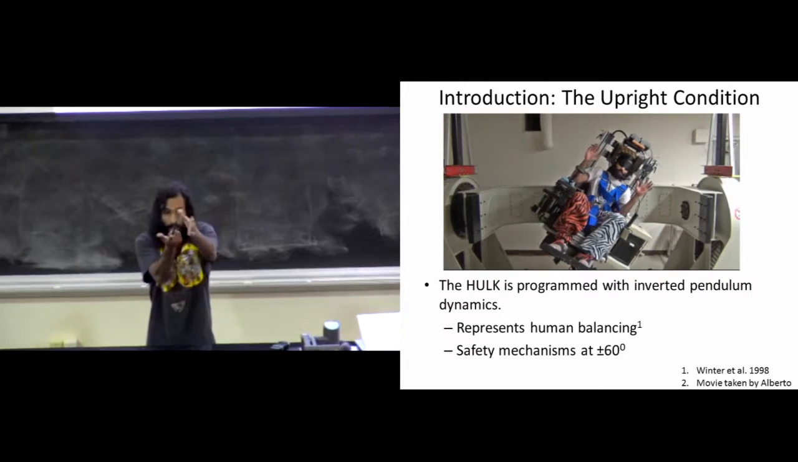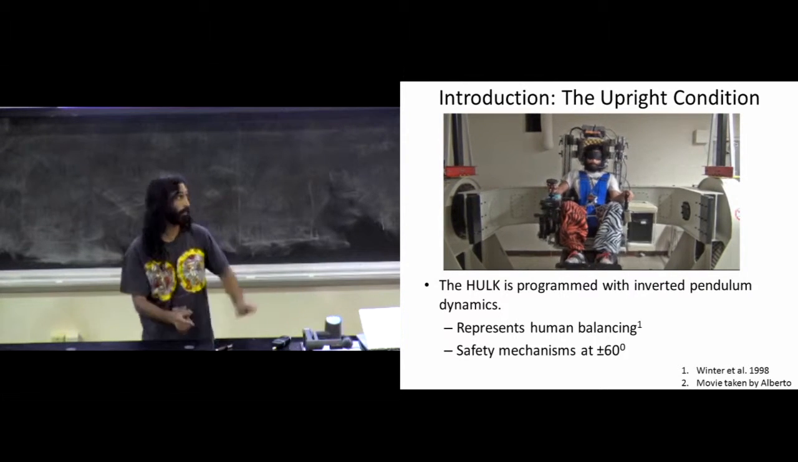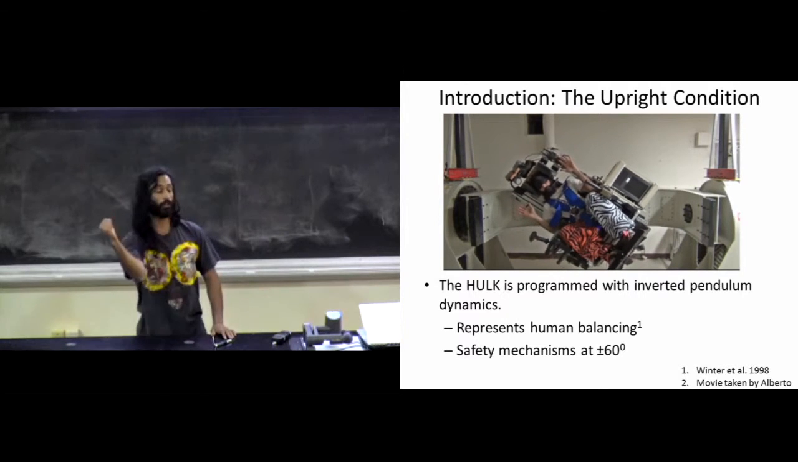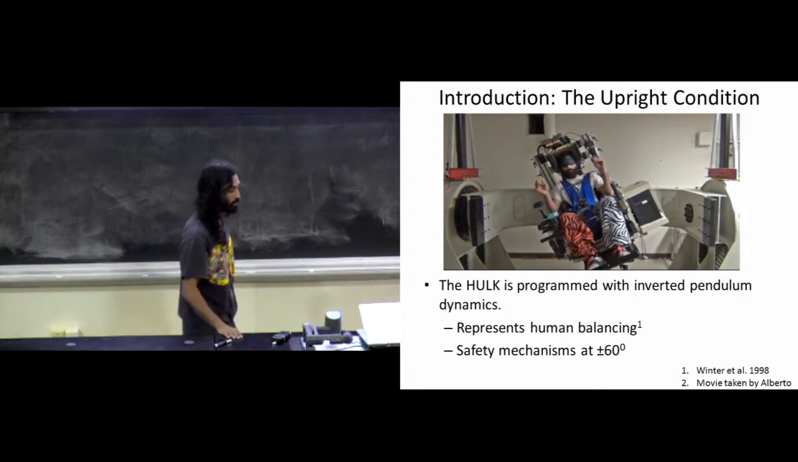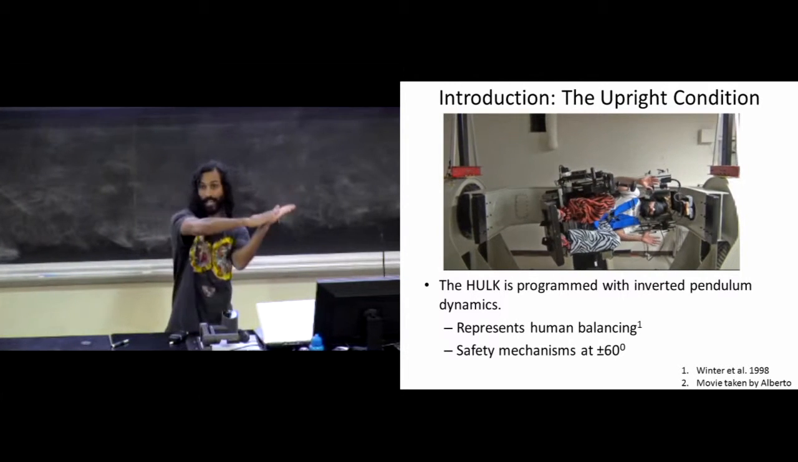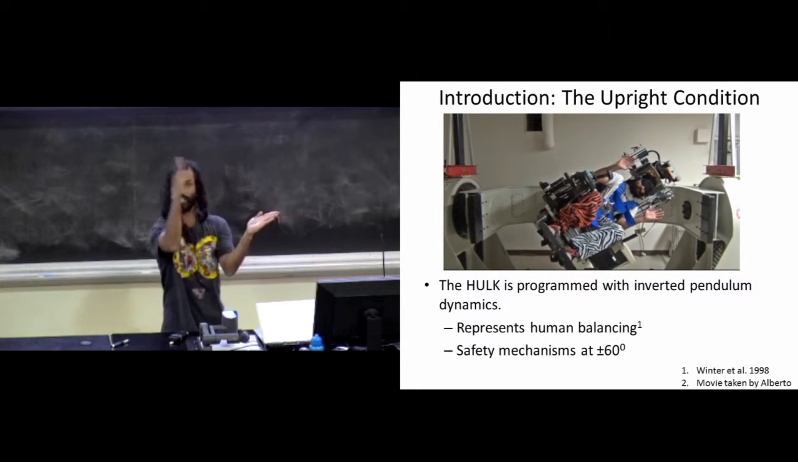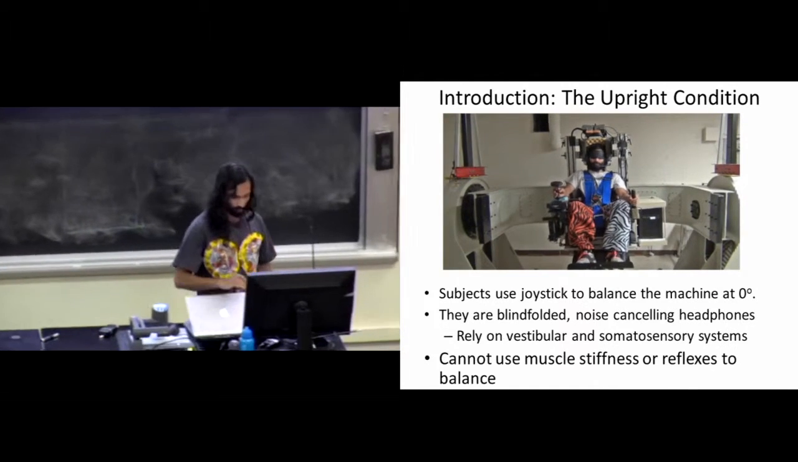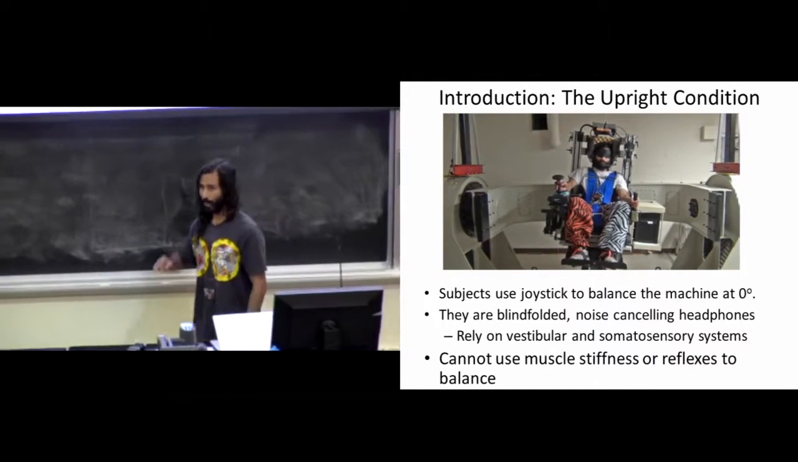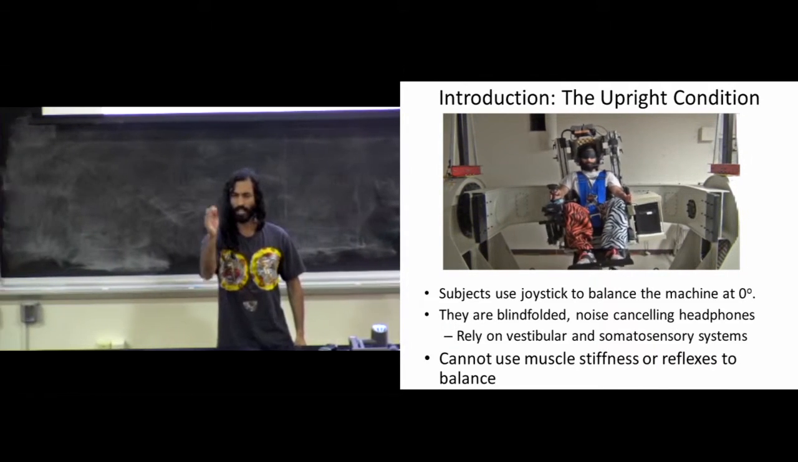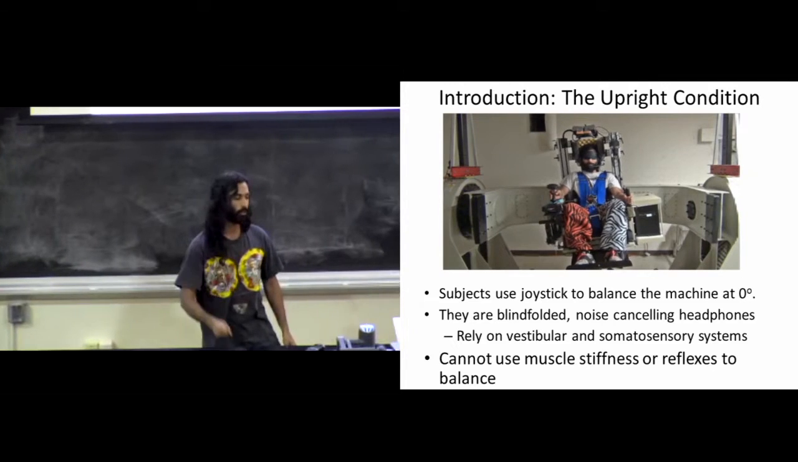And just like a pencil that you're trying to balance, if you do nothing, which is what I'm doing here, you will fall down either to the left or to the right. And there are safety mechanisms programmed at positive and negative 60 degrees, so that if you hit that point, you will be reset to the 0-degree point, and the trial will begin. Now, subjects are given the task: balance this machine to the best of your ability right at 0 degrees, and use a joystick to be able to accomplish that.